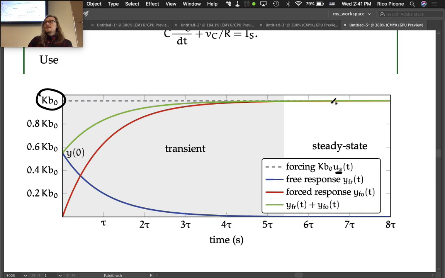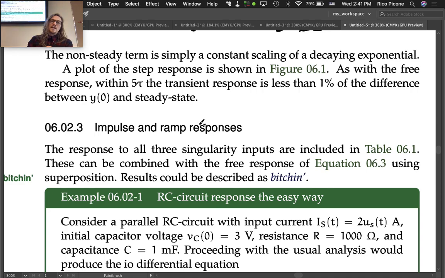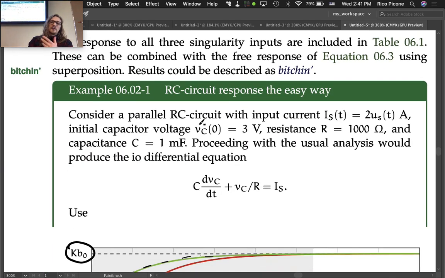Now, if you had a system that had both that initial condition that we considered, and also the forcing function, the unit step, and you wanted to know the solution to that, you could simply add them. And that's what the green line is here, the sum of them. And that would be one way to use superposition to construct the solution. I'll show this in this example now.